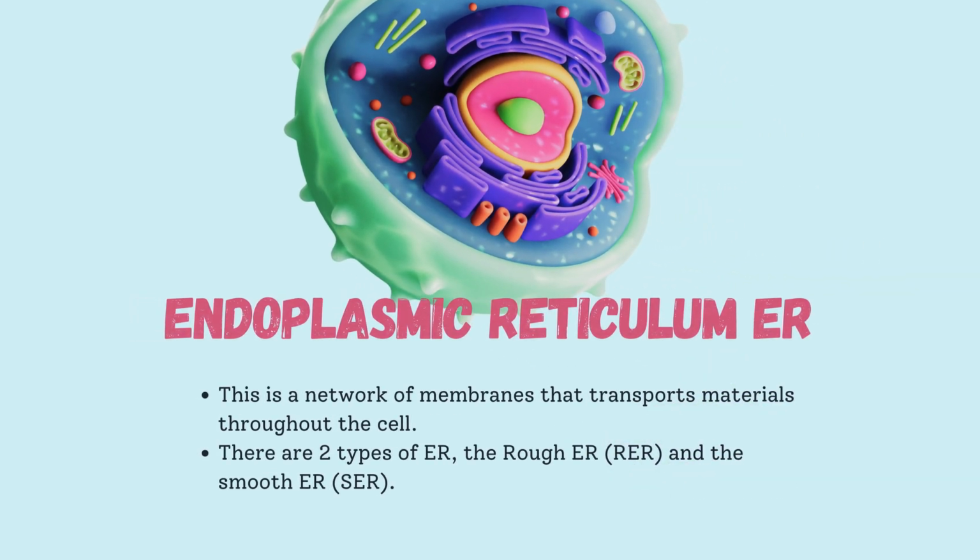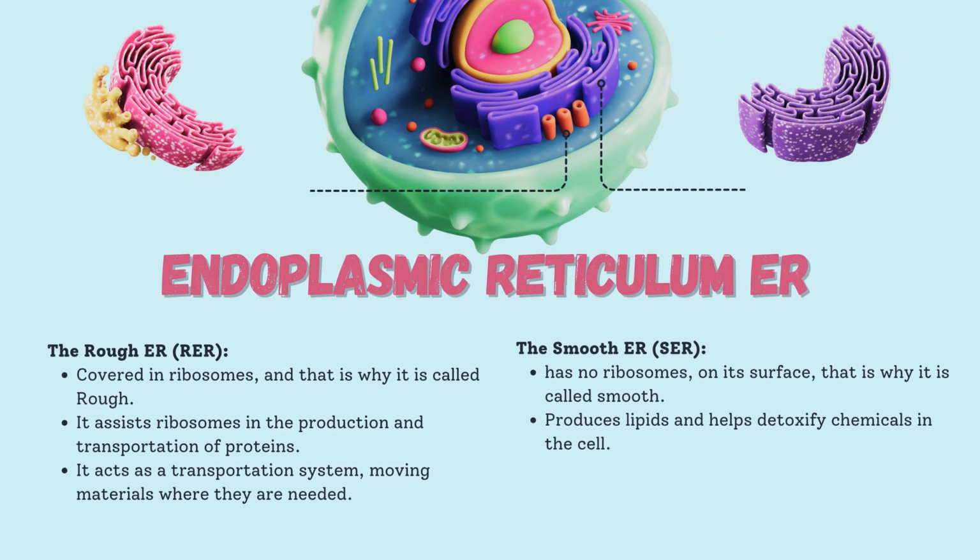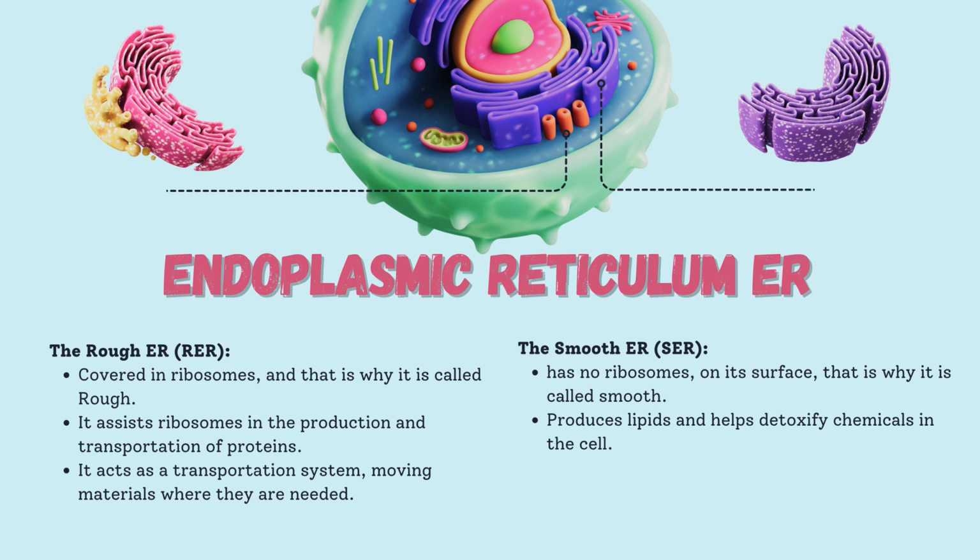Endoplasmic reticulum, ER. This is a network of membranes that transports materials throughout the cell. There are two types of ER, the rough ER, RER, and the smooth ER, SER. The rough ER is covered in ribosomes, and that is why it is called rough. It assists ribosomes in the production and transportation of proteins. It acts as a transportation system, moving materials where they are needed.